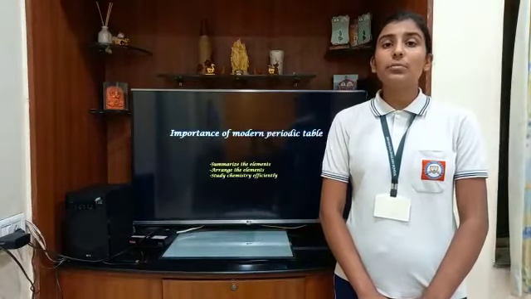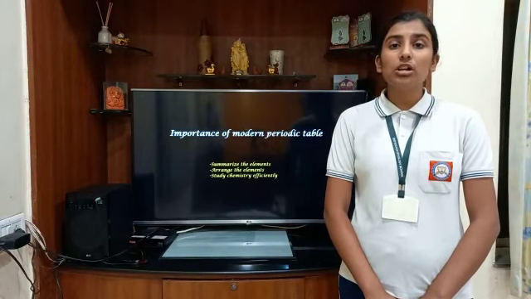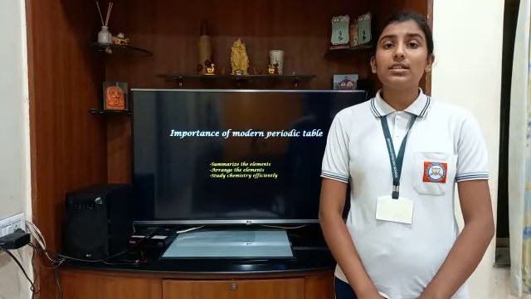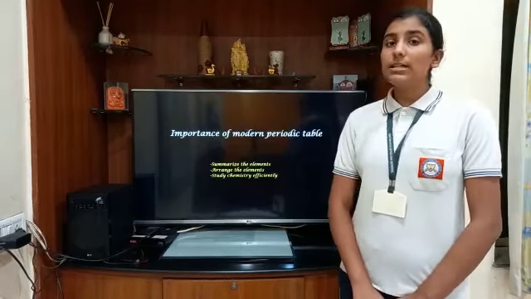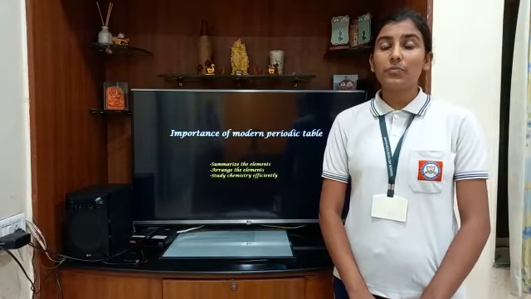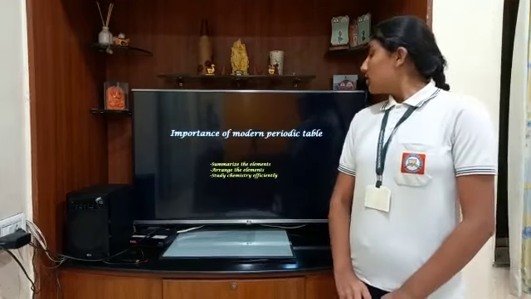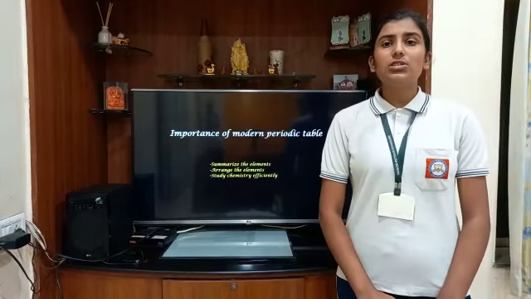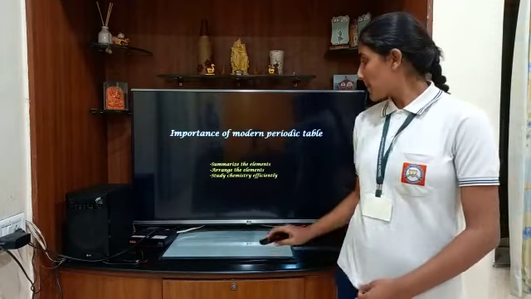Turning now to the importance of modern periodic table. It is very easy to summarize all the elements with the help of modern periodic table. The elements in the modern periodic table are arranged in a sequential manner and in an informative array. The modern periodic table is also considered as the most important chemistry reference.